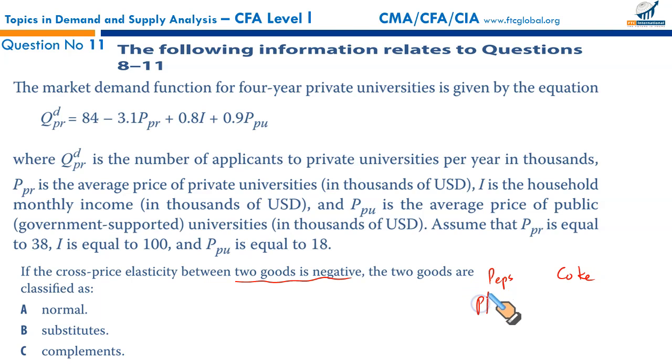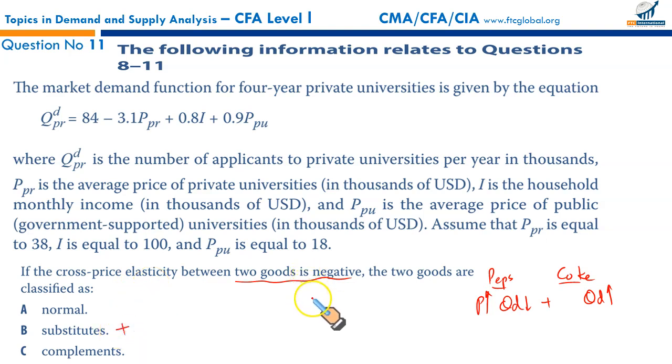If the price of Pepsi goes up, people will demand less of Pepsi, quantity demanded will fall, and at the same time, the quantity demanded for Coke goes up. So there seems to be a positive relationship between these two goods, and these are called substitutes. For substitutes, the cross price elasticity is positive.